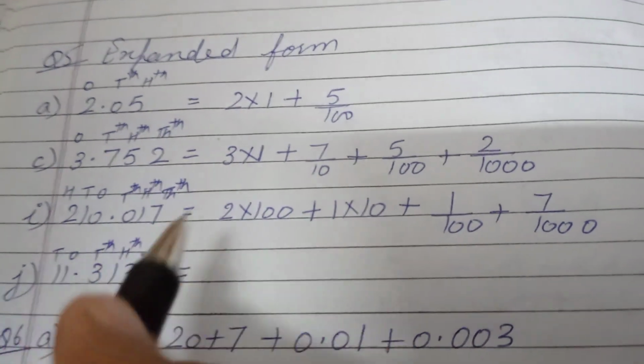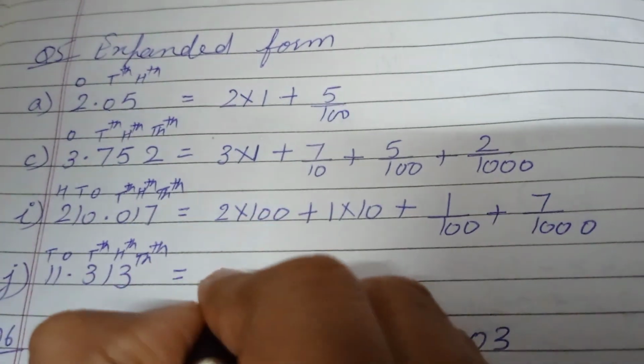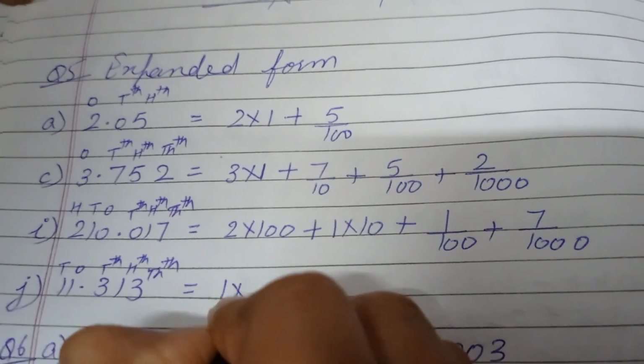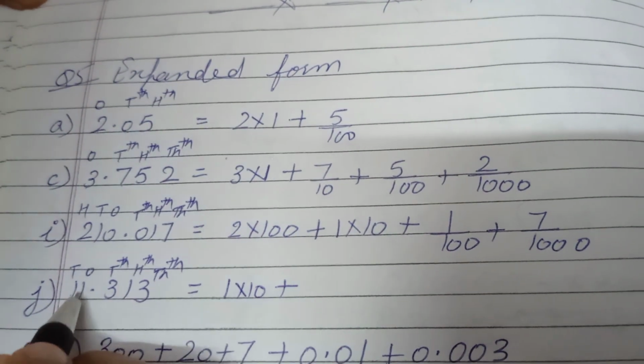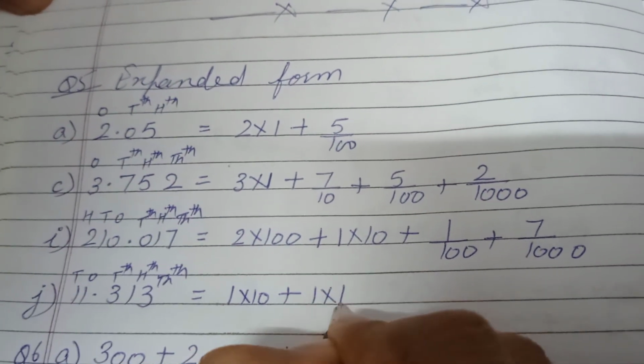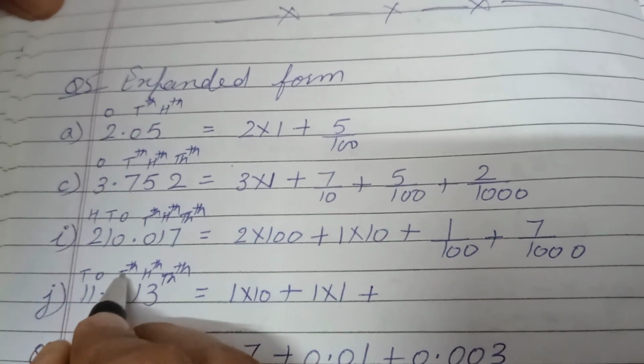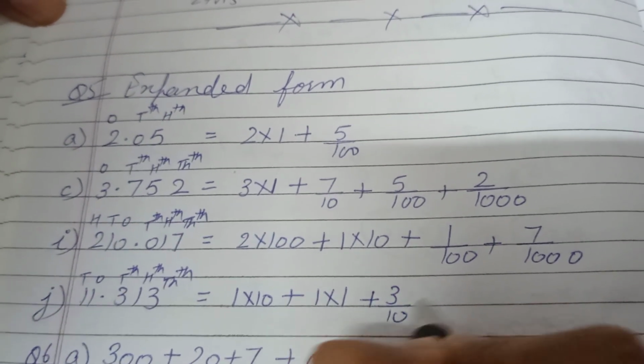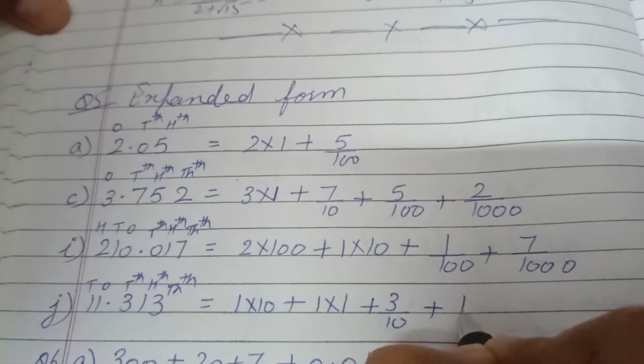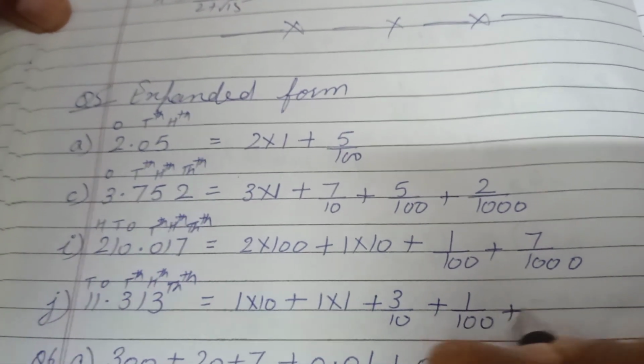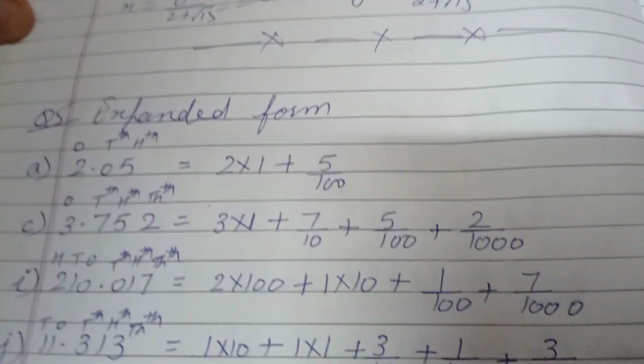In this question, 1 is on the tens place, so 1 multiplied by 10. This 1 is on the ones place: 1 multiplied by 1, plus 3 by 10, plus 1 is on the hundredths place, 1 by 100, plus 3 by 1000.